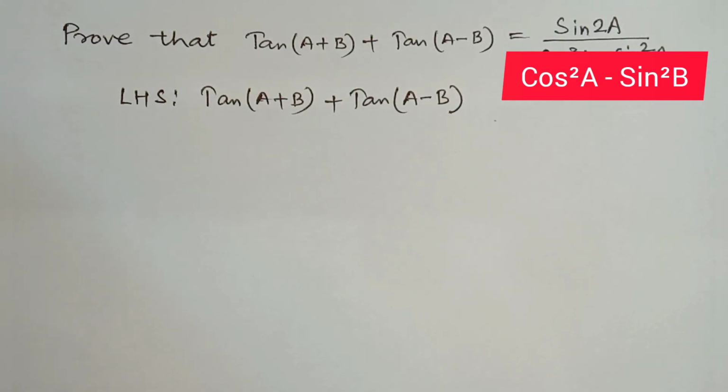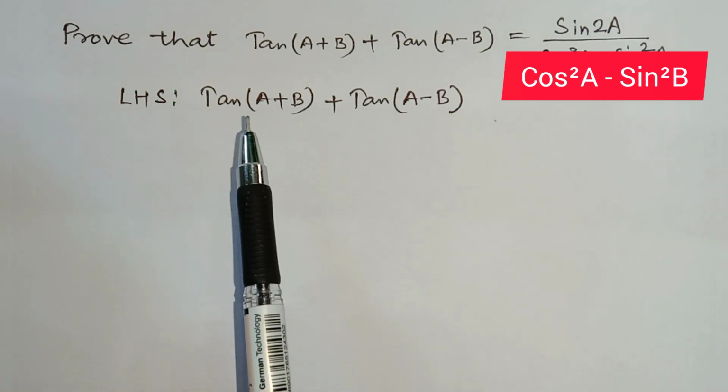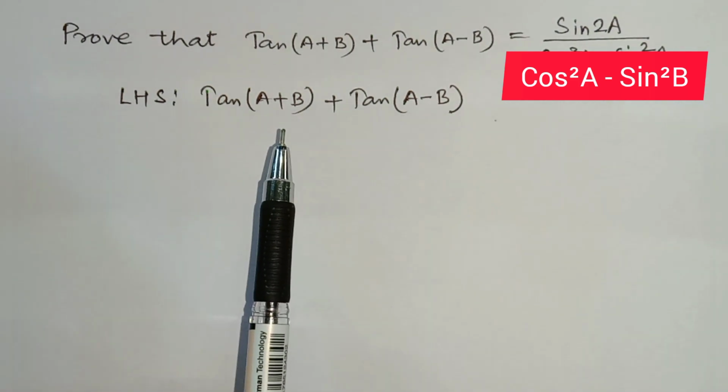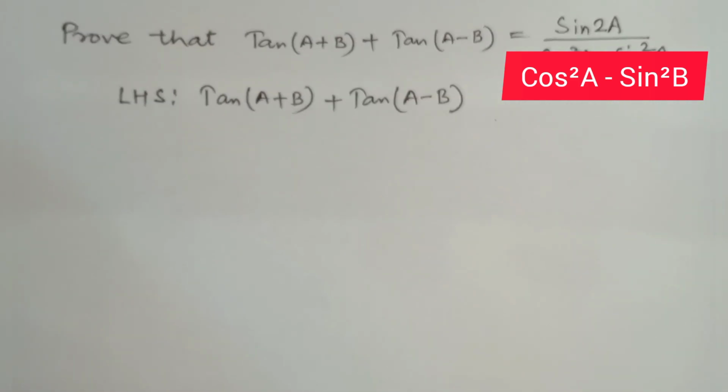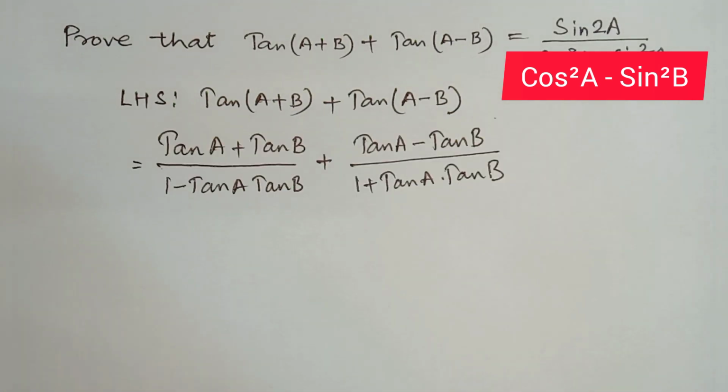We've written the LHS, tan(A+B) plus tan(A-B). Now let's use the compound angle formula of tan(A+B) and tan(A-B). We have now written the compound angle formulas of tan(A+B) plus tan(A-B) that you can see on the screen. I have written the compound angle formula of tan.